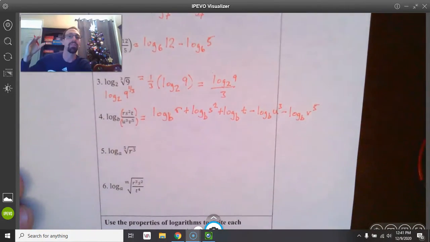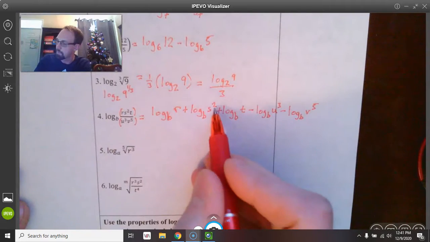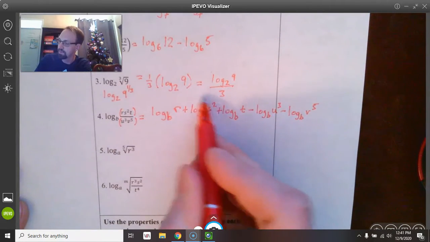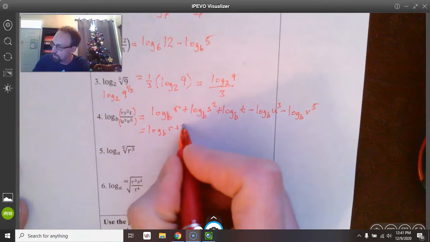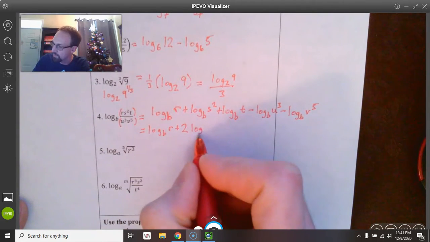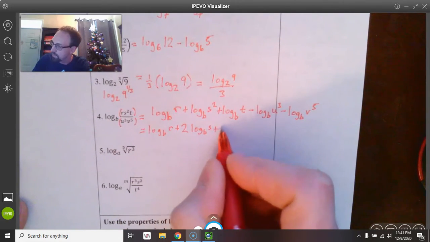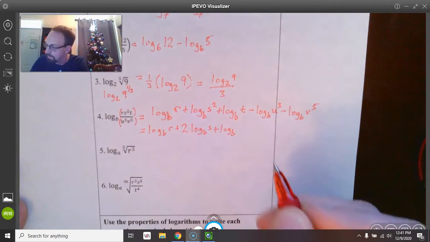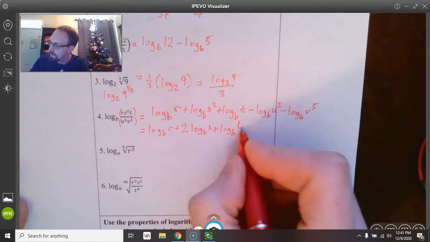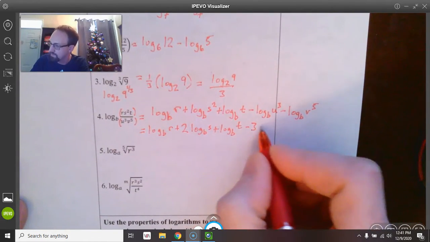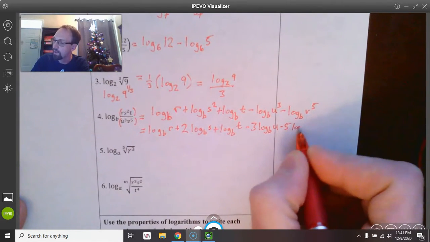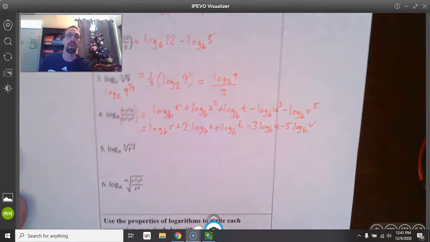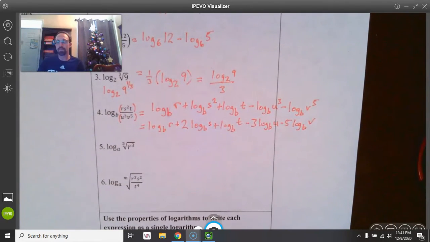Now, again, there are more steps you can do with these. I can bring down the 2 to multiply out. Like I could do log base b of r plus 2 times log base b of s plus log base b of t minus 3 times log base b of u minus 5 log base b of v. And note, we can continue going on with some of these. I'm going to stop here just to showcase what's going on.